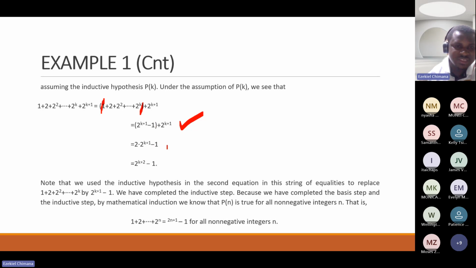So after getting this, you need to take note of this. These bases are the same. We are just using laws of indices, I am sure, from your O level.